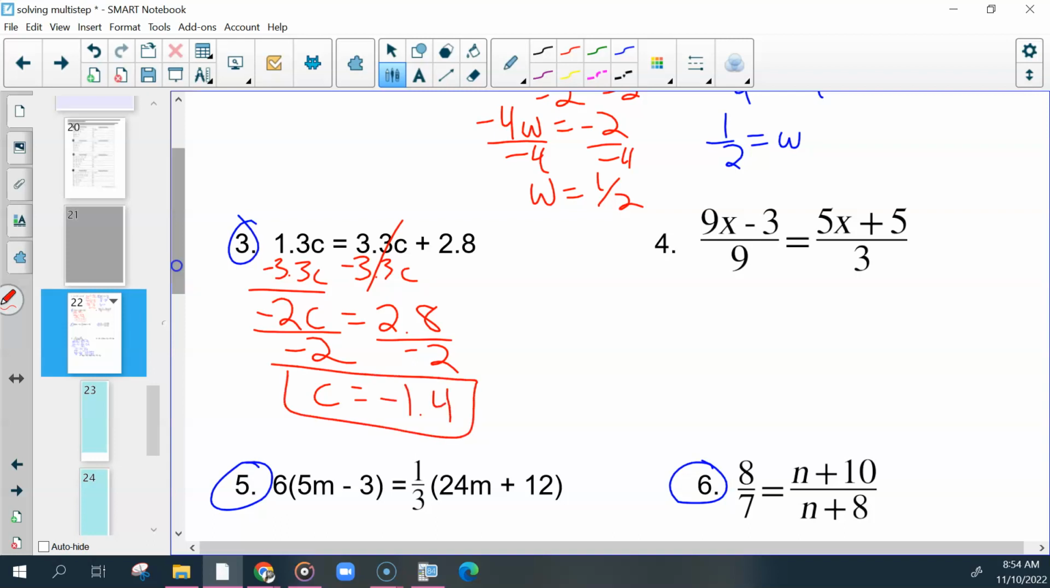So as we just saw, some of our answers can be fractions, can be decimals. Especially if they start with decimals or fractions, you're more than likely going to end up with a fraction or a decimal. Sometimes not. Okay, questions on that one?